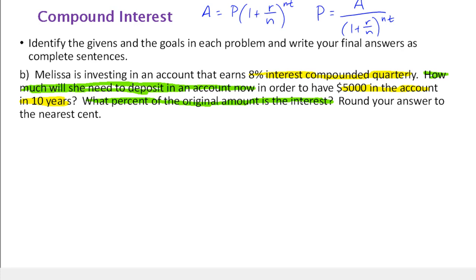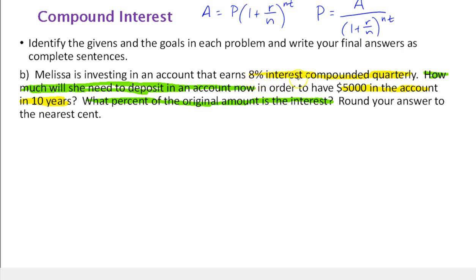Okay, so this is our compound interest formula solved for the future amount. And here is our compound interest formula solved for the principal. So notice it's the principal times this expression, so we can just divide both sides by this expression to get this formula.